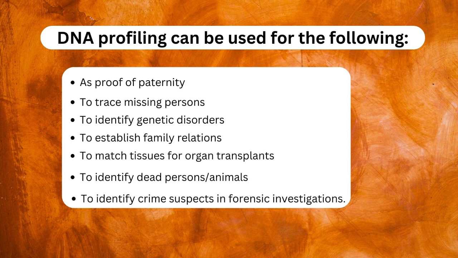DNA profiling can be used for the following: as proof of paternity, to trace missing persons, to identify genetic disorders, to establish family relations, to match tissues for organ transplants, to identify dead persons or animals, and to identify crime suspects in forensic investigations.